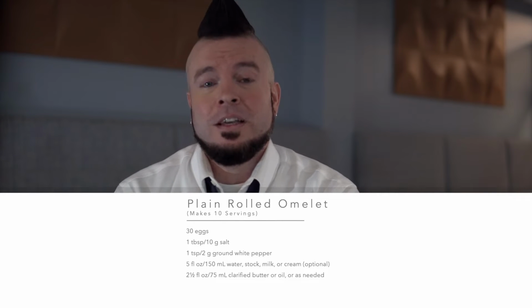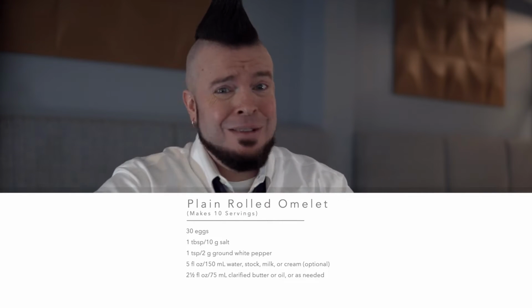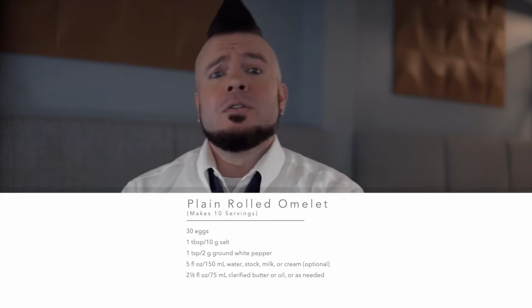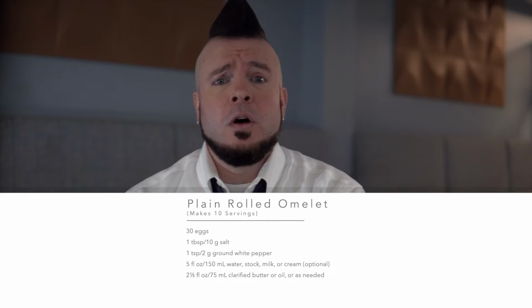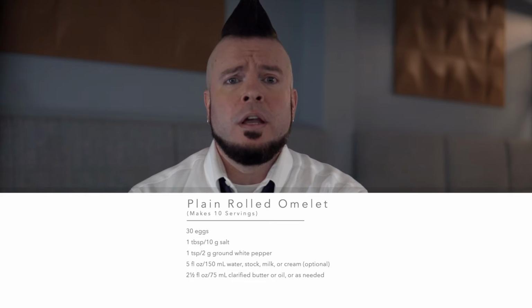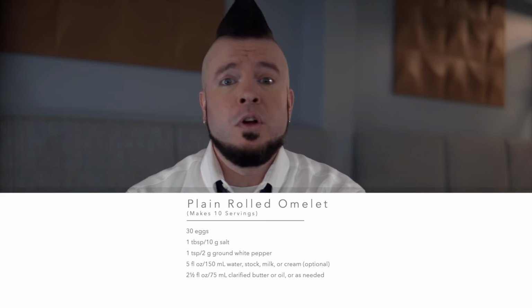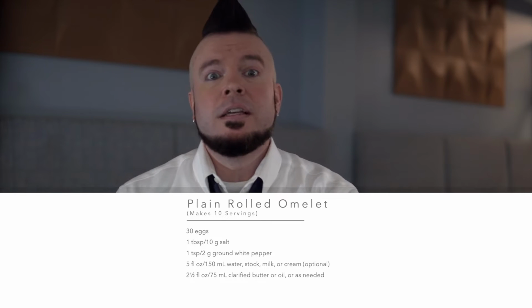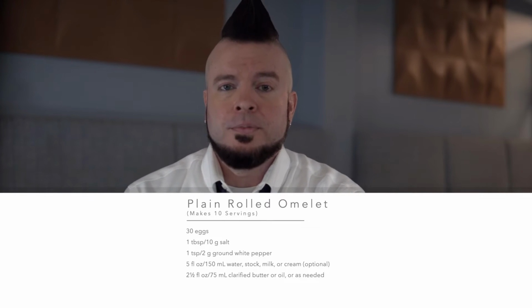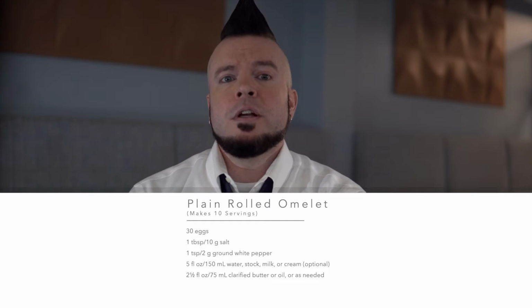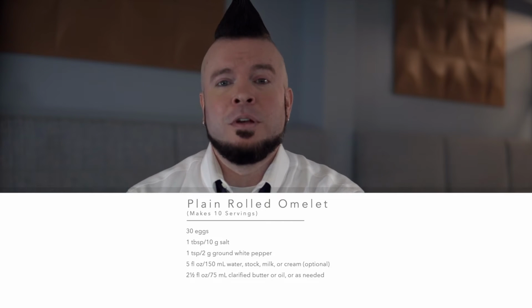So let's open up the original recipe for this omelet today, because it's an excellent recipe, get it? Excellent omelets? All right. We're going to be using this very simple recipe called a plain rolled omelet. The omelet recipe has a title. It's also got a number of servings it makes, or yields. This is really, really important here, guys. The original recipe is going to be making 10 omelets.